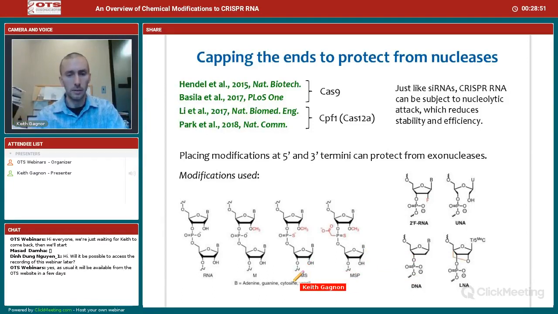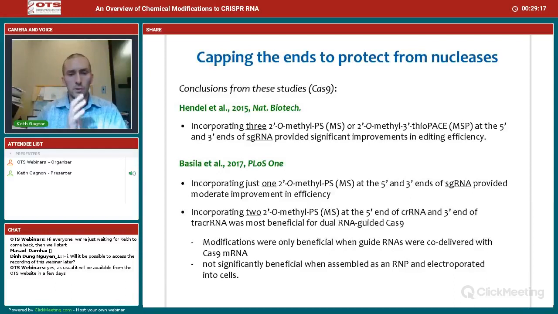I may use the shorthand throughout this talk, MS or MSP, for these two, because they occur again. And then other modifications that were used for some Cpf1 studies: 2'-fluoro RNA, unlocked nucleic acid, and locked nucleic acid, in addition to just normal 2'-deoxy DNA.